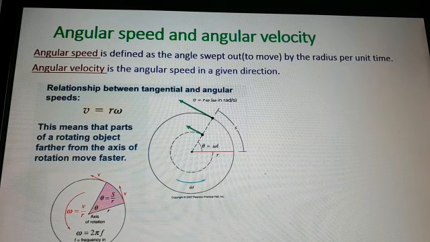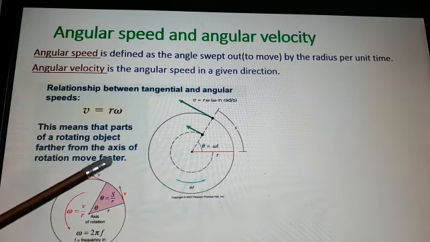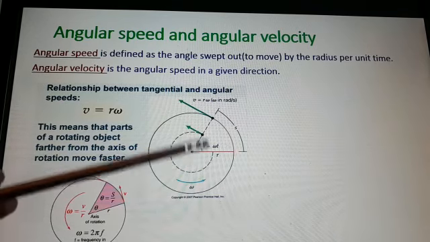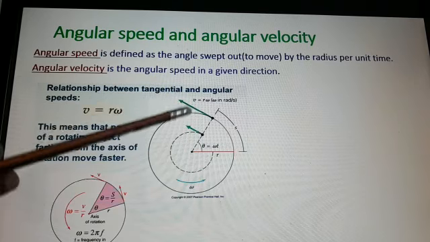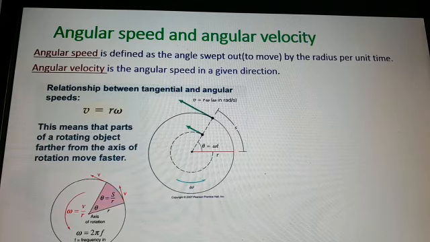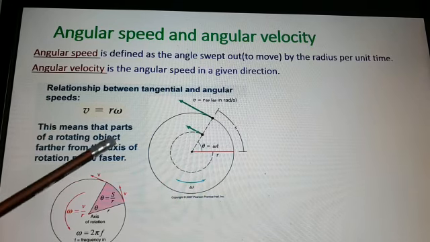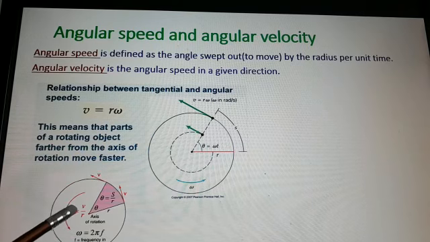From here, you have to write the equation by the definition for small angles. So v is equal to r omega. Here theta is equal to delta s divided by r. From that we write v is equal to r omega. This means that parts of a rotating object further from the axis of rotation move faster. In the picture, the second object will move faster. This arrow shows the direction of velocity. From v is equal to r omega, omega is equal to v by r.